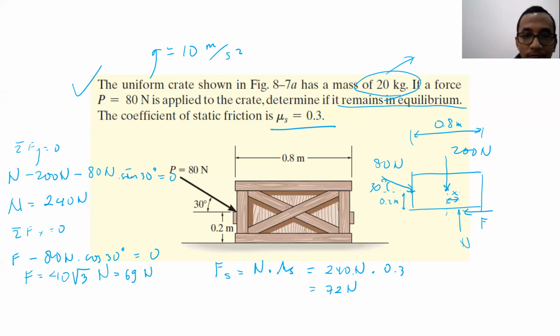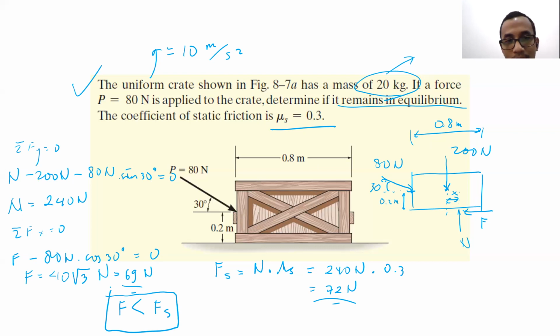Then if we compare this with this, we know that the actual friction force which is happening is less than the maximum friction force. Correct, right? So which condition is actually happening here?